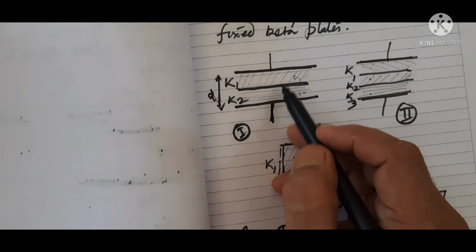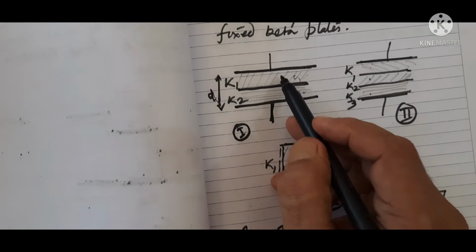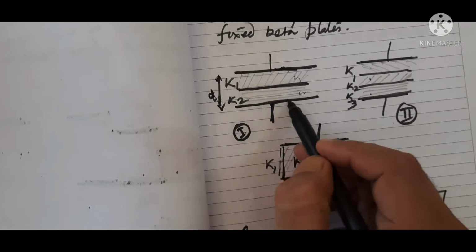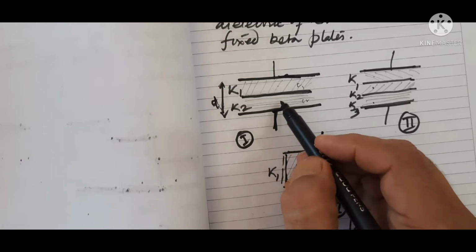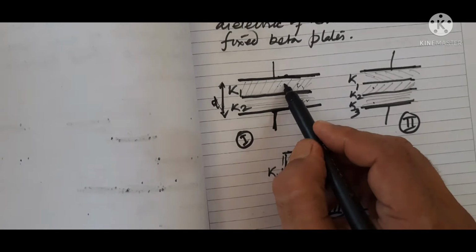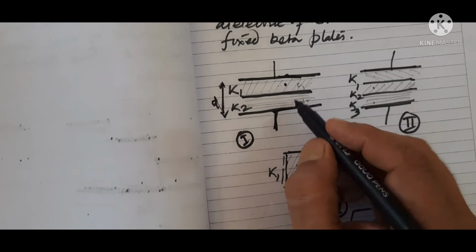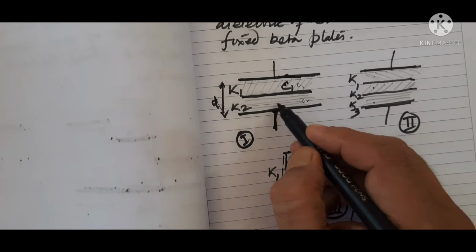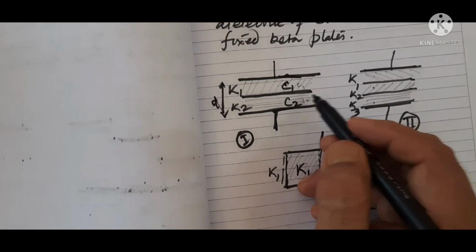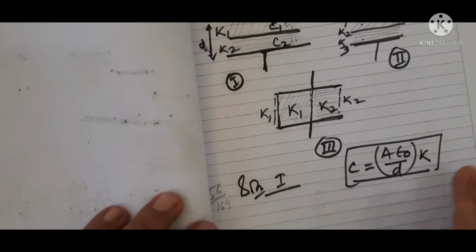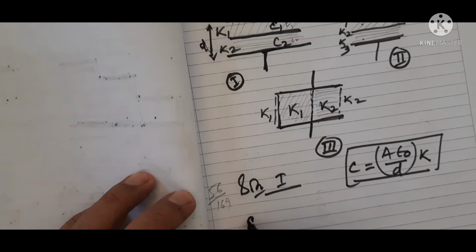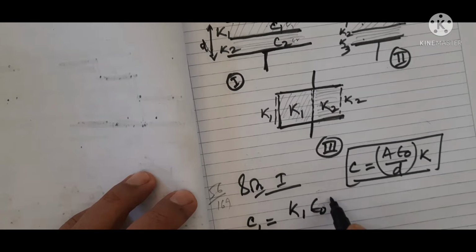What we have to see is that in between the plates of the capacitor, two dielectric mediums are there, K1 and K2. For this particular K1, say the capacity is C1 and this one is C2. In this first case, the separation becomes D by 2. So how are we going to write? C1 is equal to K1 epsilon naught A by D by 2.